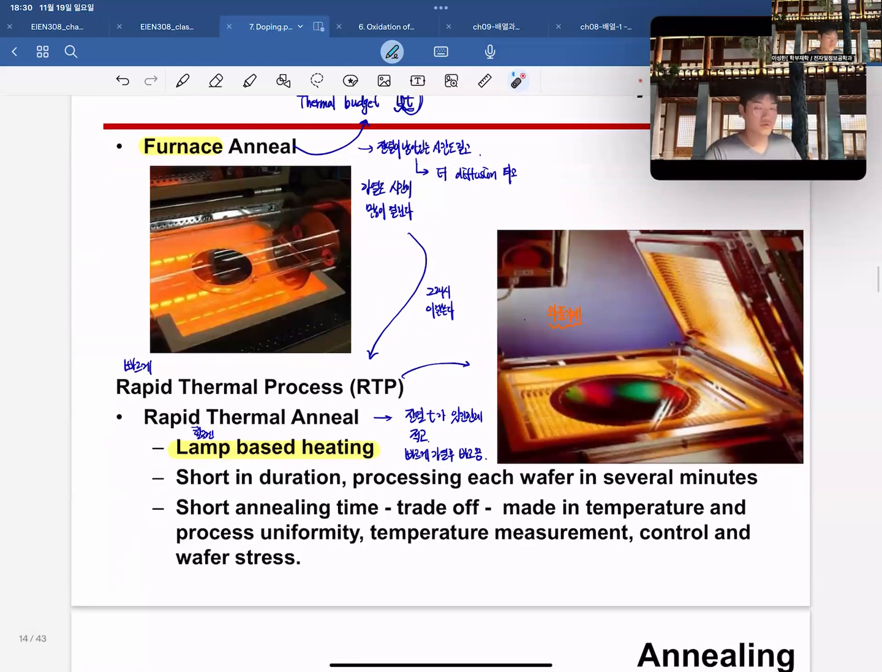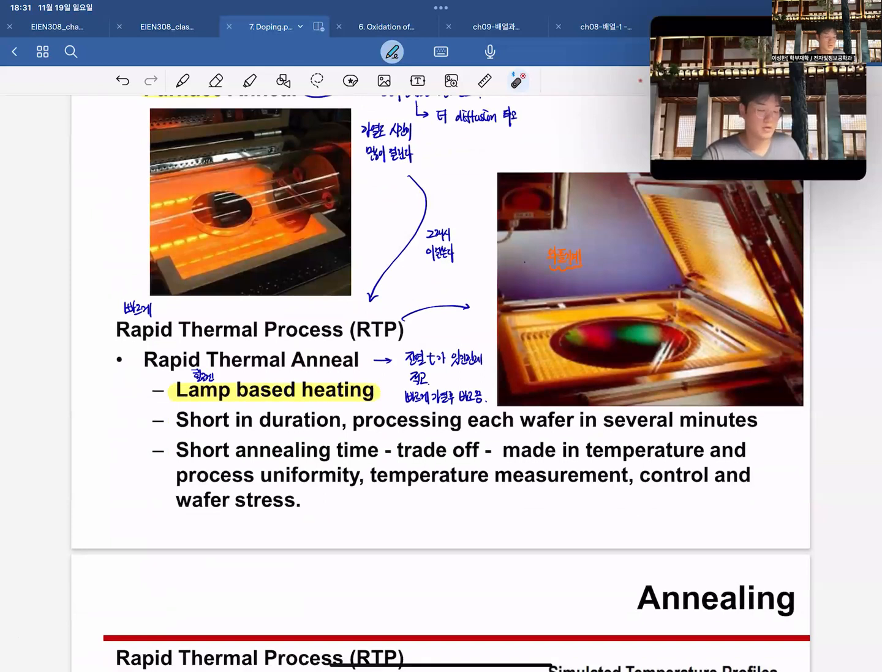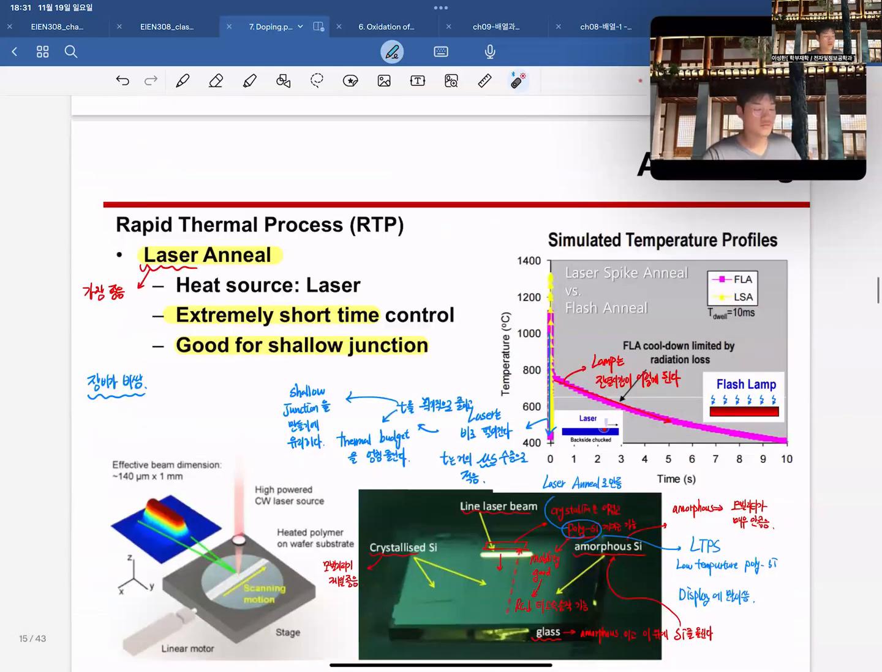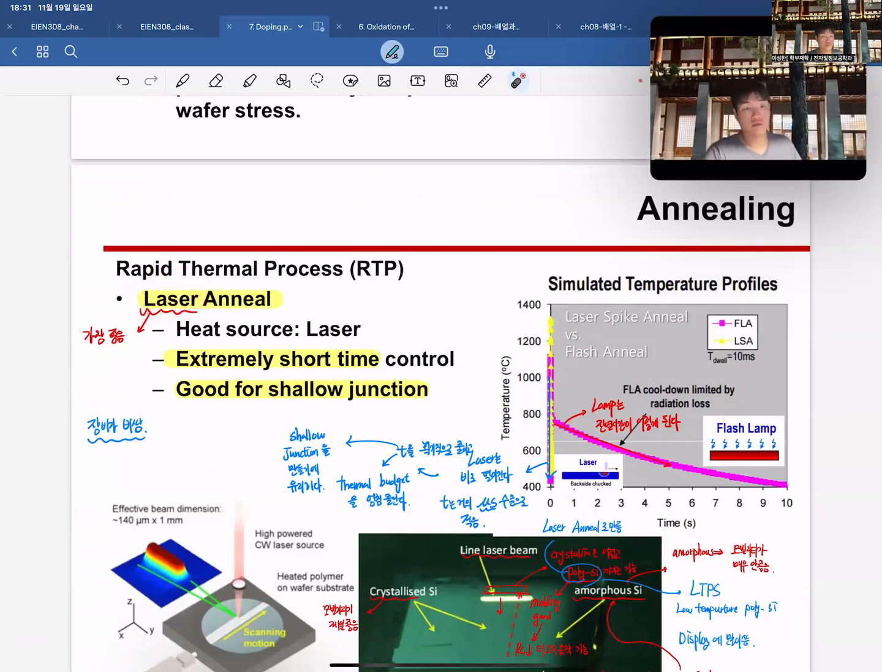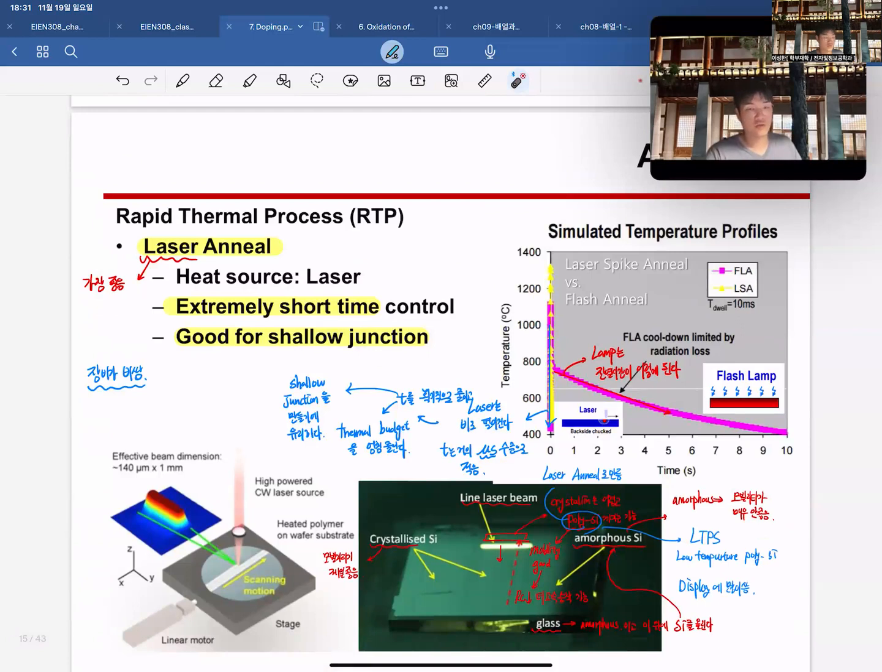So we have to shorten the thermal energy giving time. If we reduce the time, the cooling down time is equally reduced. So we can control the dopant more easily, but this is not effectively short. So we can use a laser. The laser gives an extremely short time to control. Giving and removing the energy is extremely short. So we can use this to make a shallow junction.